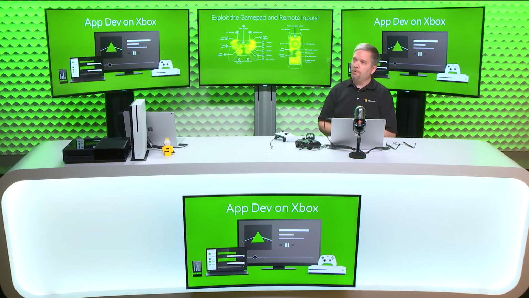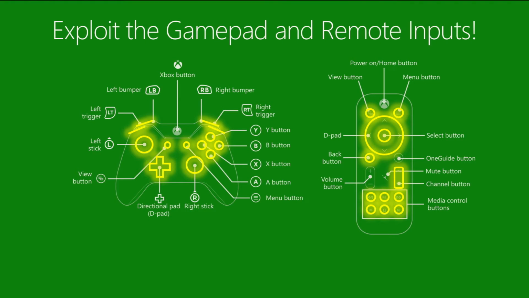So these are all the controls that are here. Take advantage of them. Really think about your UI. What makes sense here? And what would a user think of as they're roaming around my app, as they're playing with my app? What interesting things can I do with this to make it a unique first-class Xbox experience?